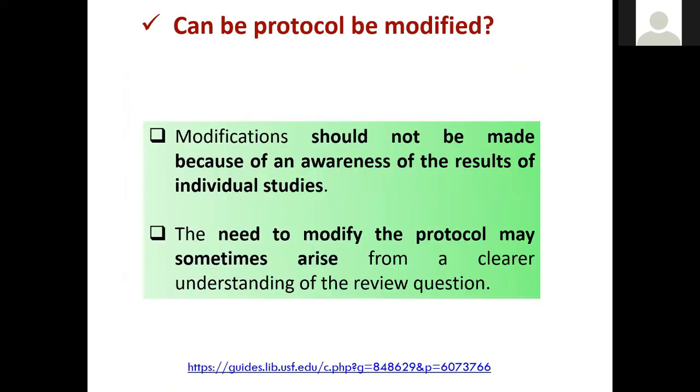Now, a question arises: suppose we have prepared the protocol and registered it. In the future, if we feel there is a need for modifying it, can we modify it or not? Modifications should not be made because of an awareness of the results of individual studies. It should not be that we think including certain studies would alter our results and therefore we modify the protocol. But if there is a genuine need to modify the protocol because of a clearer understanding of the review question, then the protocols can be modified.